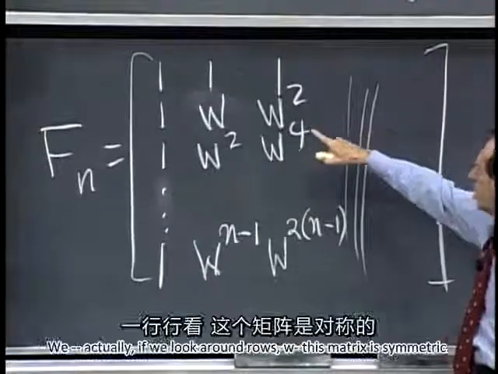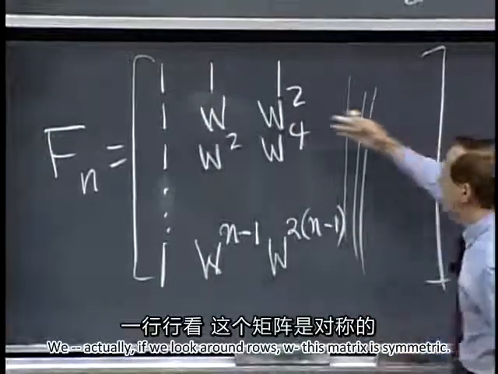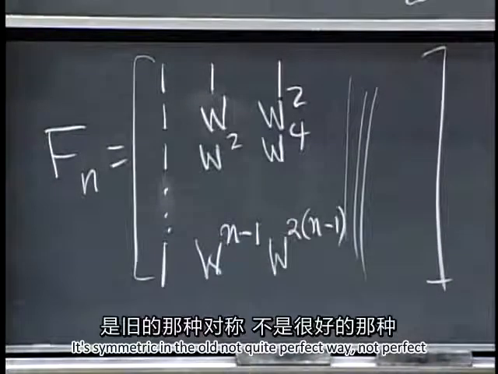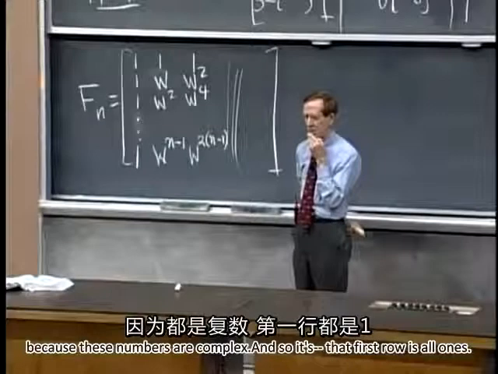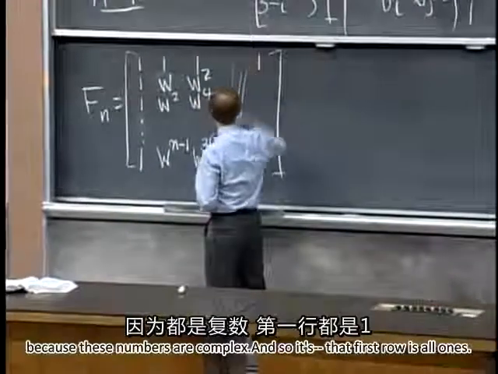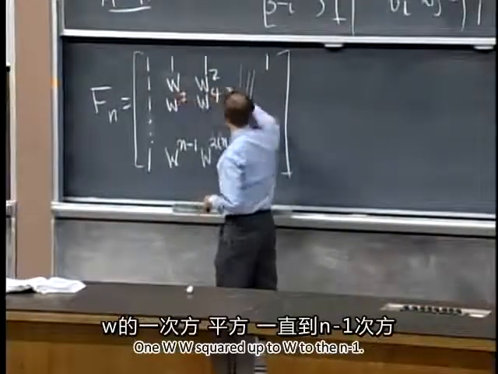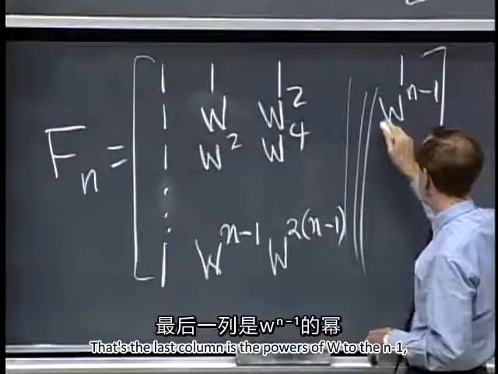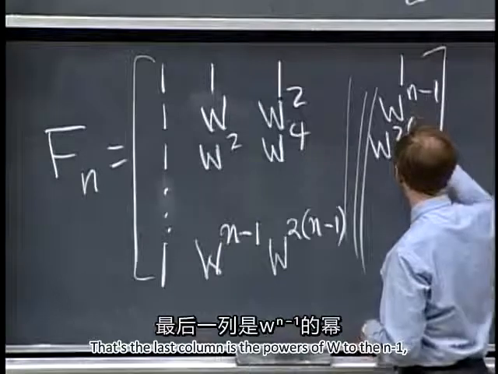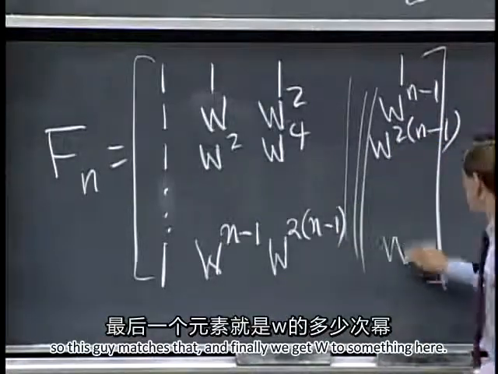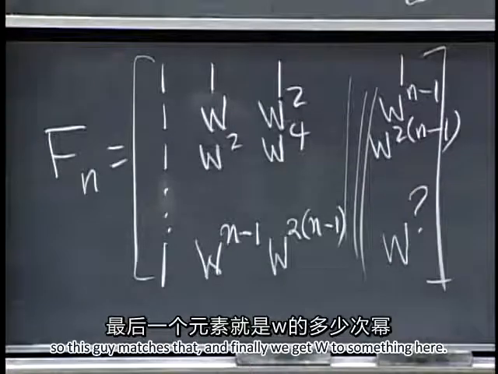of, let's see, actually, if we look along rows, this matrix is symmetric. It's symmetric in the old, not quite perfect way. Not perfect because these numbers are complex. And so that first row is all 1s. 1, w, w squared up to w to the n minus 1. The last column is the powers of w to the n minus 1. So this guy matches that. And finally, we get w to something here.